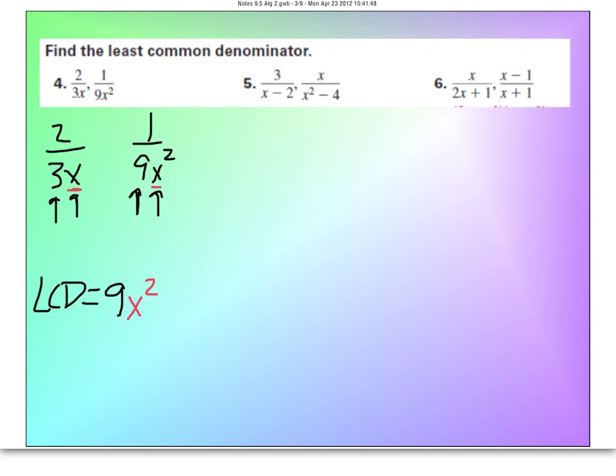Well, can I make them both look like 9x squared? Sure. This one already is 9x squared, it's done. The only difference I'd have to do is on this one, I'd have to multiply it by a 3, and I'd have to give it another x. And that would make the denominators look the same.